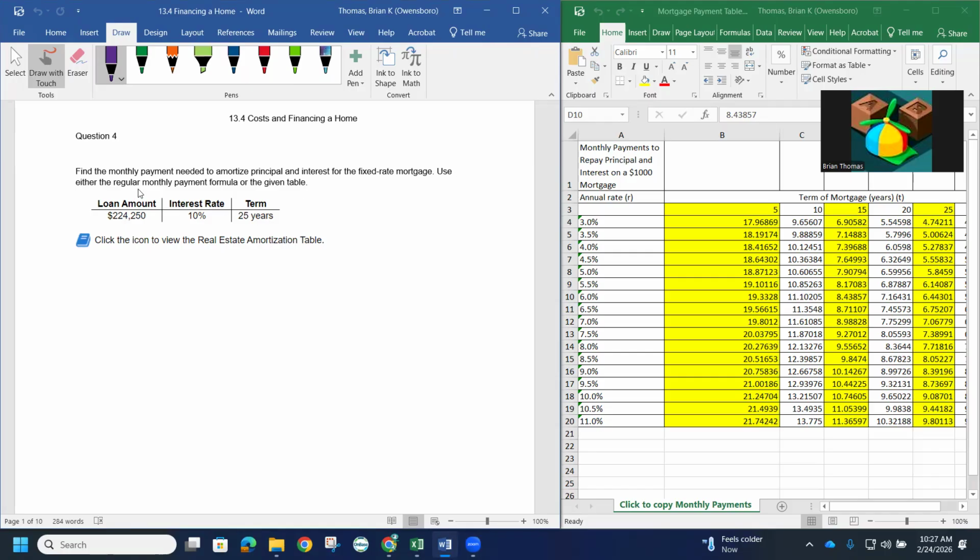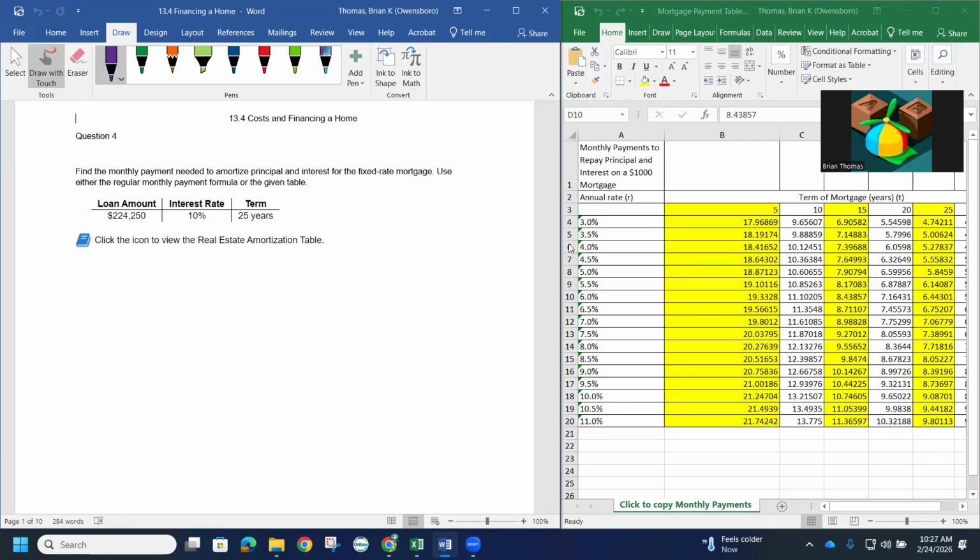So again, we're going to pay regular monthly payments. So remember, amortizing a principal means pay equal monthly payments until the principal is down to zero, until the future value, the final value, is zero. So we're going to first do this using the table. This seems to be the easiest way.